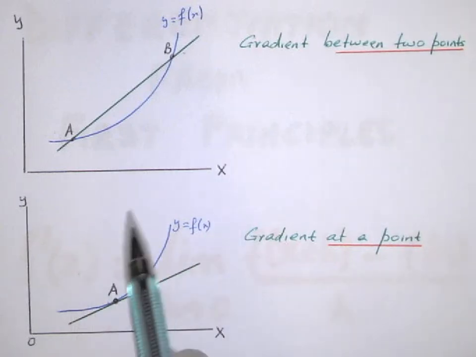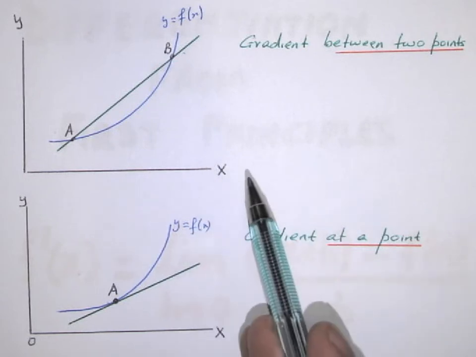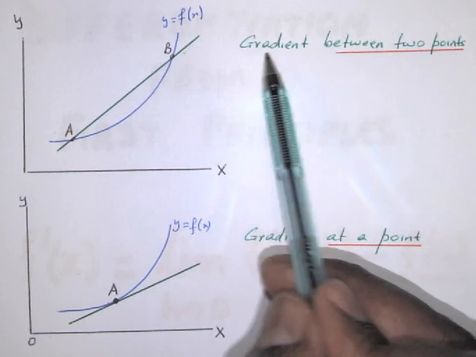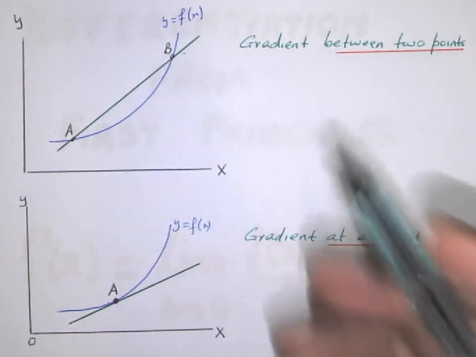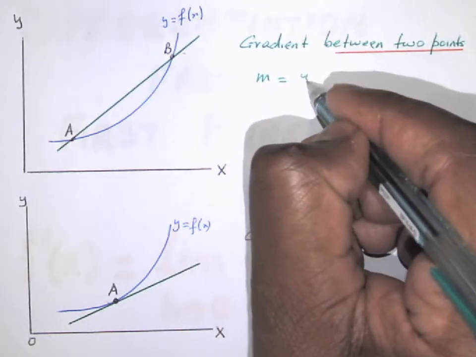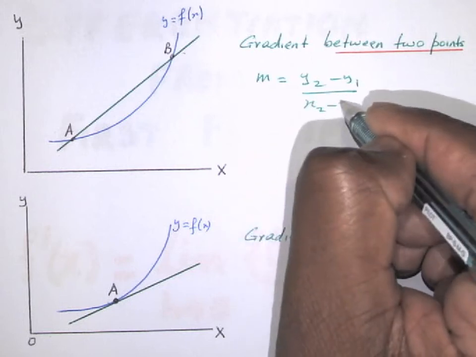In this lesson we'll be looking at something we're familiar with, but we'll link it with something else. Previously we worked out the gradient between 2 points. You can find the gradient between the 2 points. We know that m will be equal to y2 minus y1 over x2 minus x1.